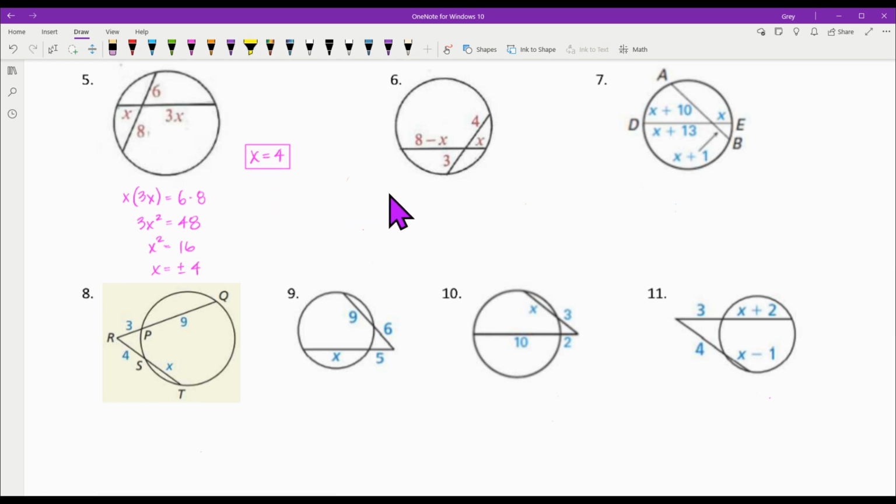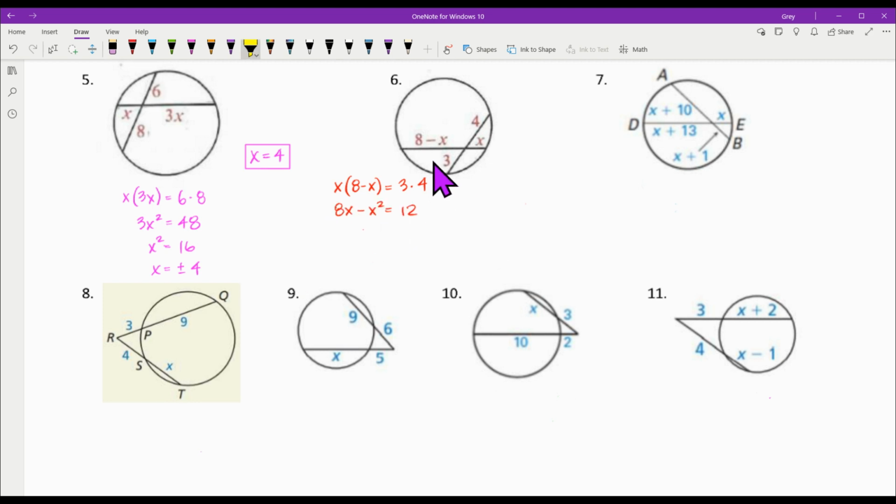Number 6, I have x times 8. I didn't want to do that. Let's try that again. x times 8 minus x equals 3 times 4. I'm going to distribute: 8x minus x squared equals 12.